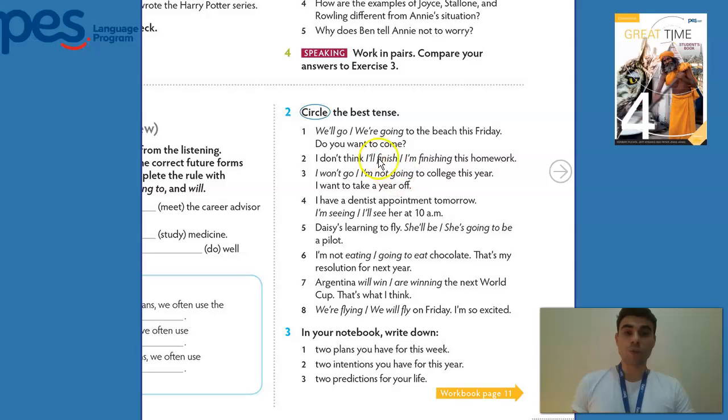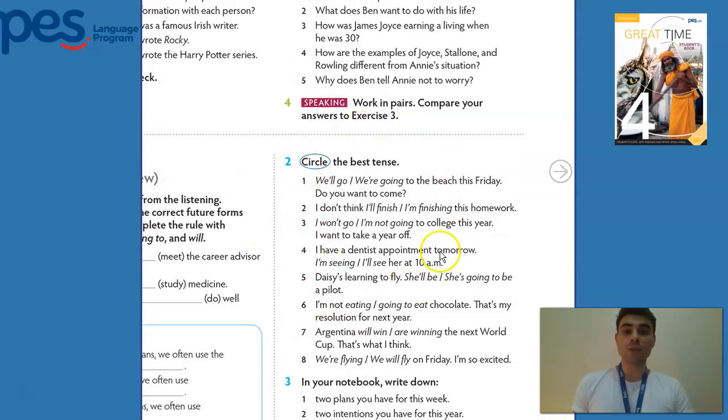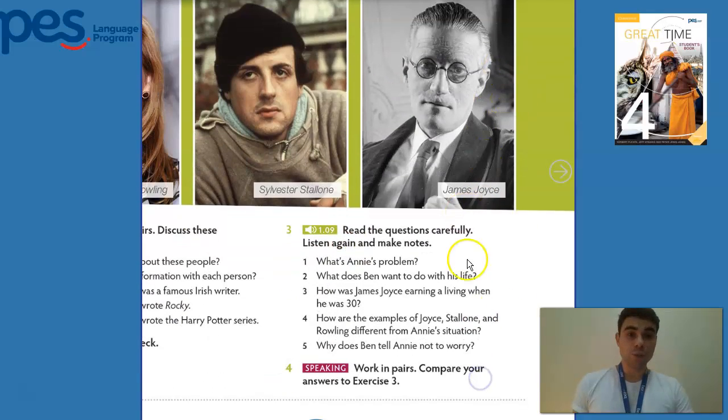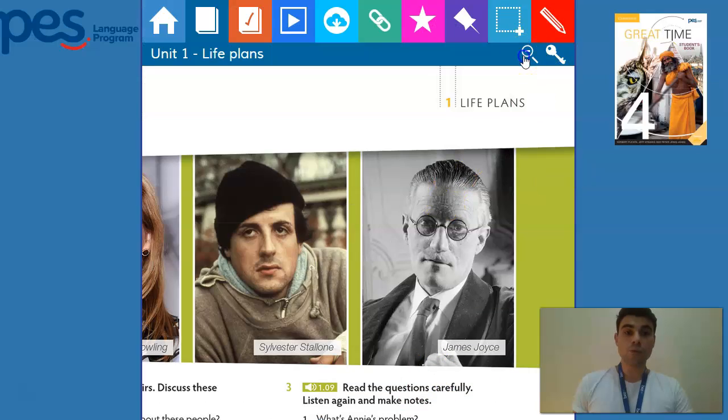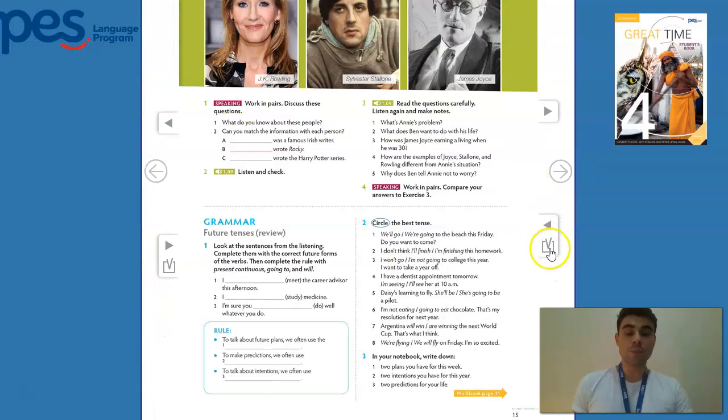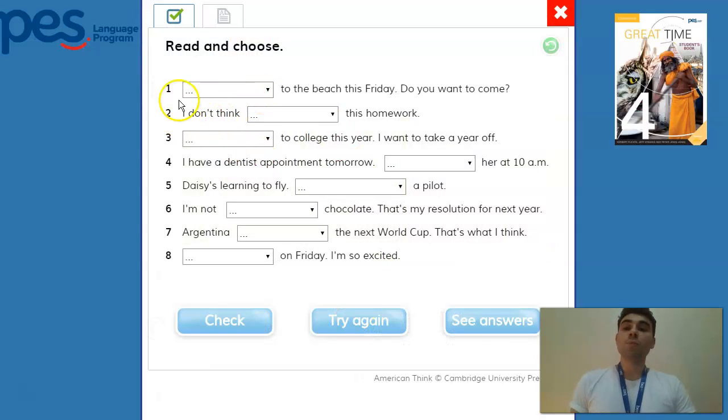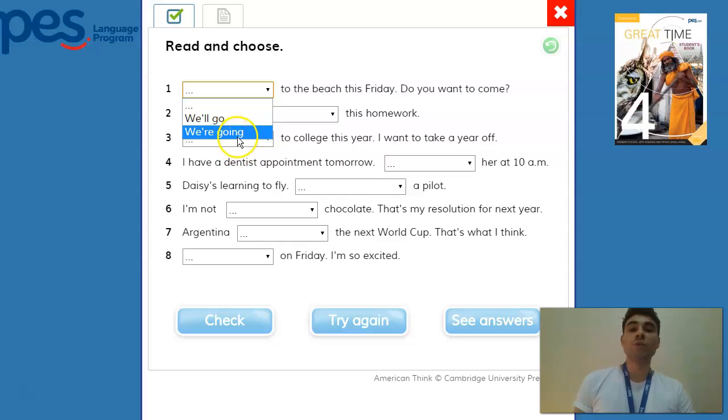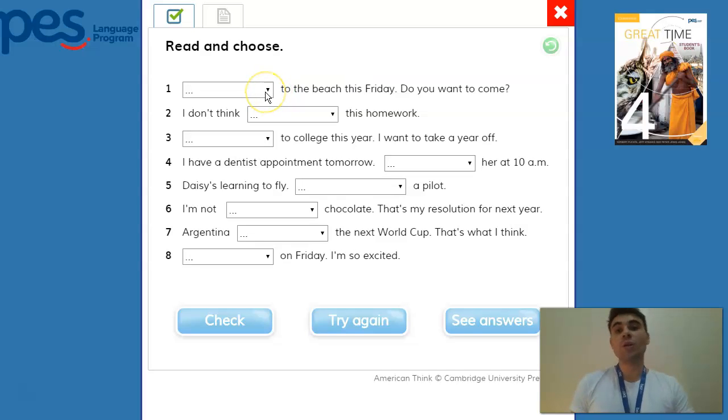So, to finish our lesson, let's do this last exercise here. We need to circle the best tense. Actually, we are not going to circle, but we are going to choose from a list. Okay? So let's see. Here, number 1, to the beach this Friday. Do you want to come? And then we have 2 options. We'll go, or we're going to the beach. In this case here, is it an intention or a plan? Or a prediction. It's not a prediction, right? They are going to the beach this Friday.